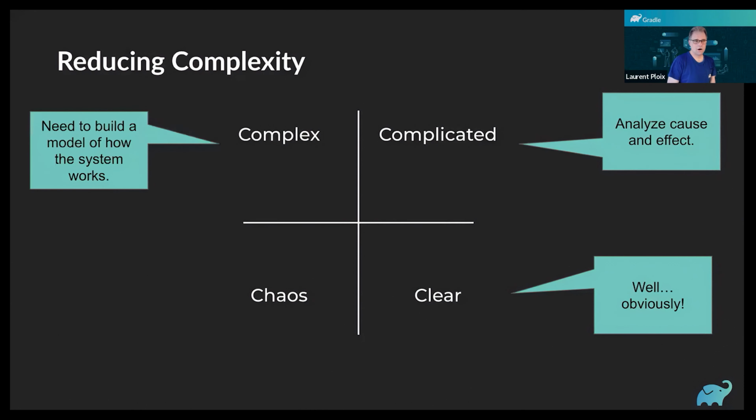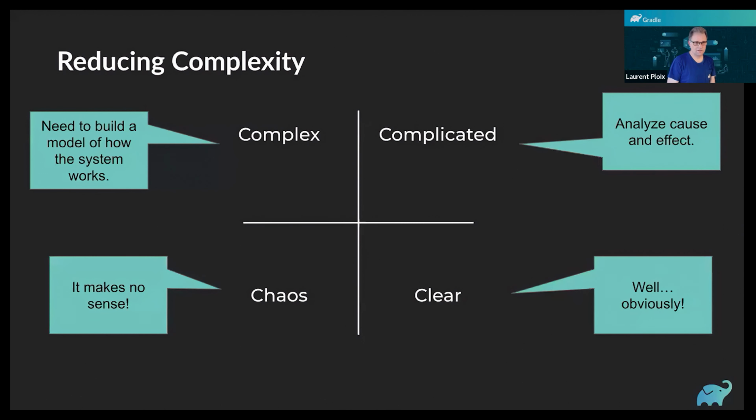The complex ones are, I don't quite understand. I need to build this model in my head. I need to go deeper into the code. And the chaotic ones are, it makes no sense until I look deep into it. What we really want to do is turn complicated problems into clear ones, complex ones into complicated, chaotic ones into complex. We want to simplify the world.